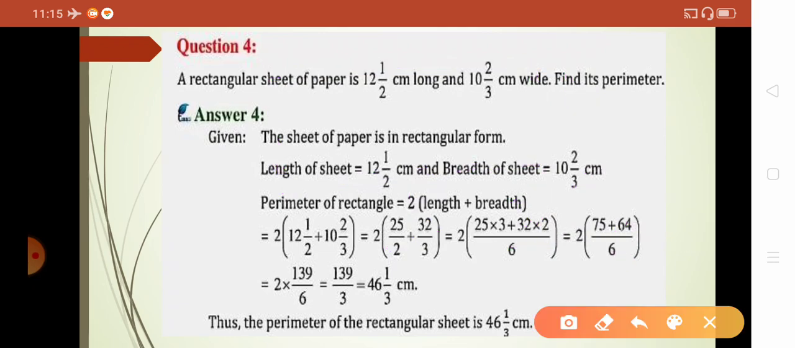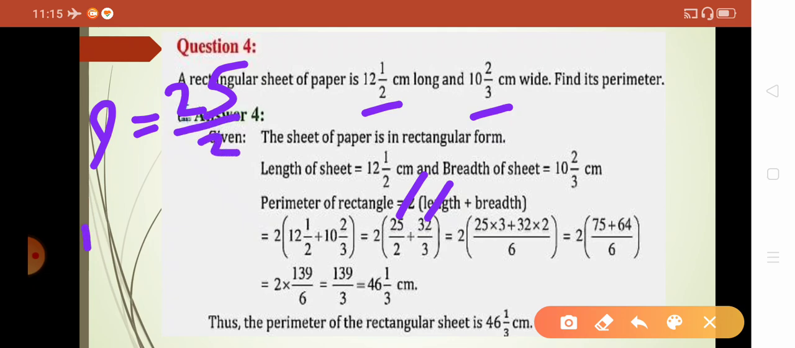So what should you do? First of all, you will convert these mixed fractions into improper fractions. So 12 twos are 24, 24 plus 1, 25 by 2. And 10 threes are 30, 30 plus 2, 32 by 3. So your length value is 25 by 2 and your breadth value is 32 by 3.